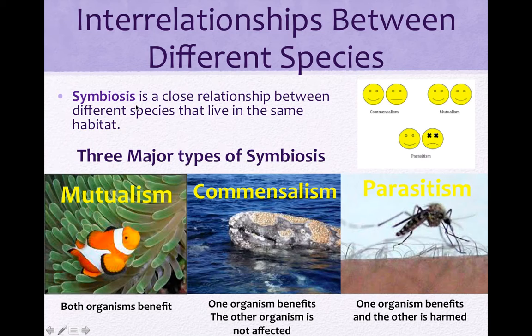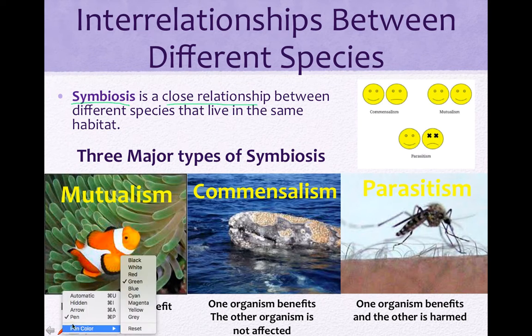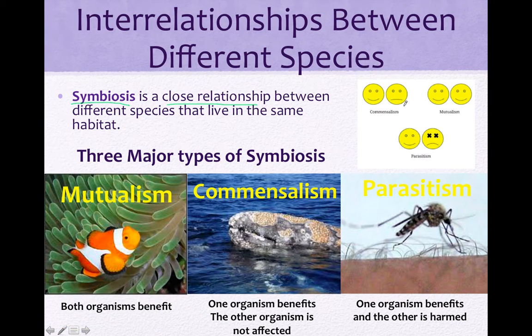Our next couple of relationships are called symbiosis. Symbiosis is a close relationship between different species that live in the same habitat. So we're talking about close relationships between these species. I like to represent it as smiley faces and non-smiley faces, but if you look on the left side of your notes, the first one is mutualism, and mutualism is when both organisms benefit. That is your description.